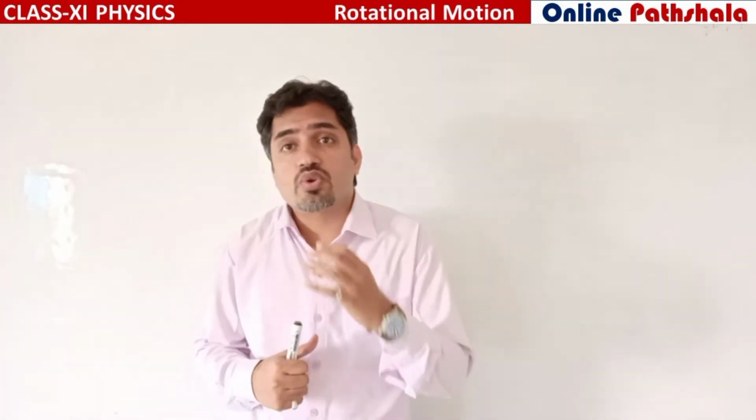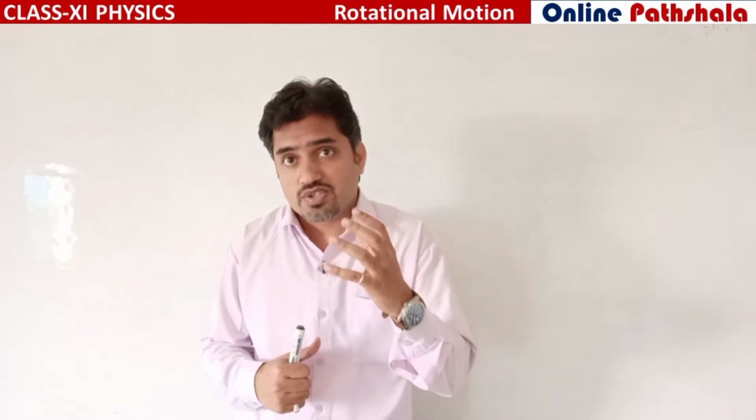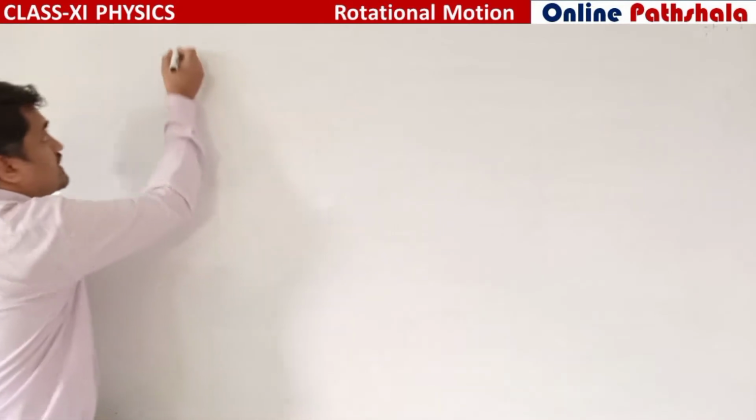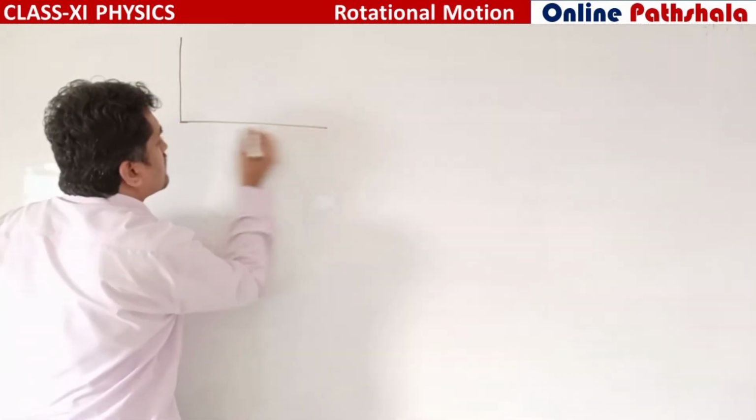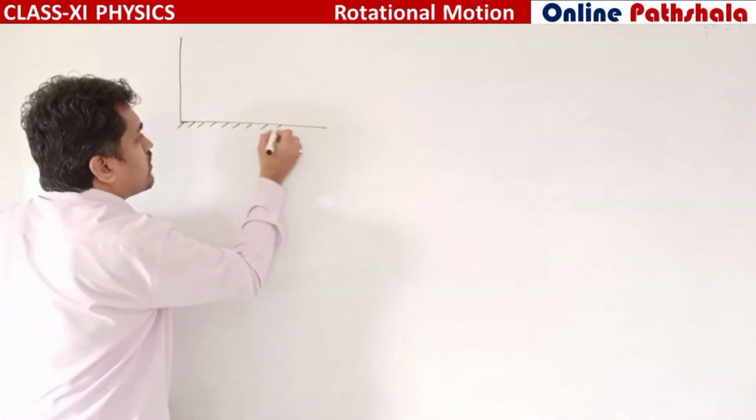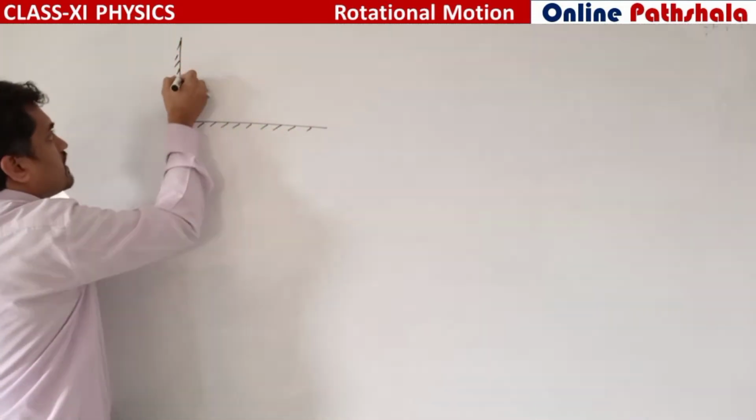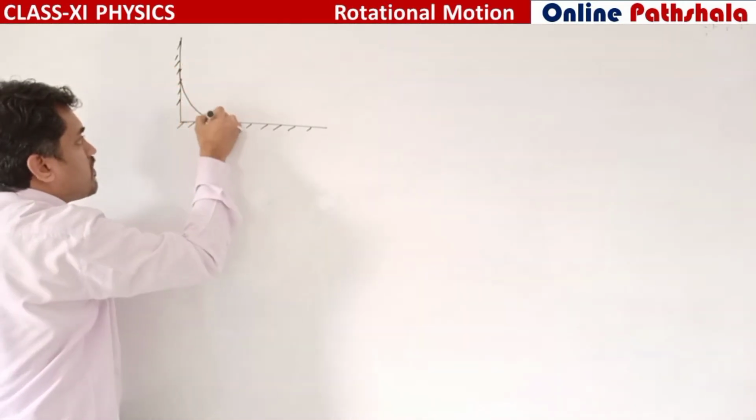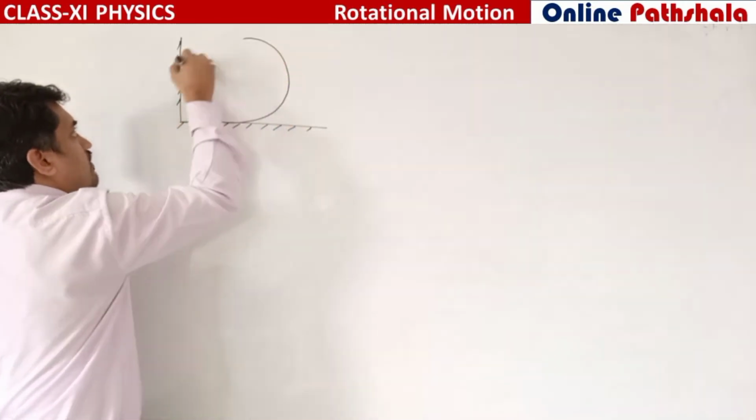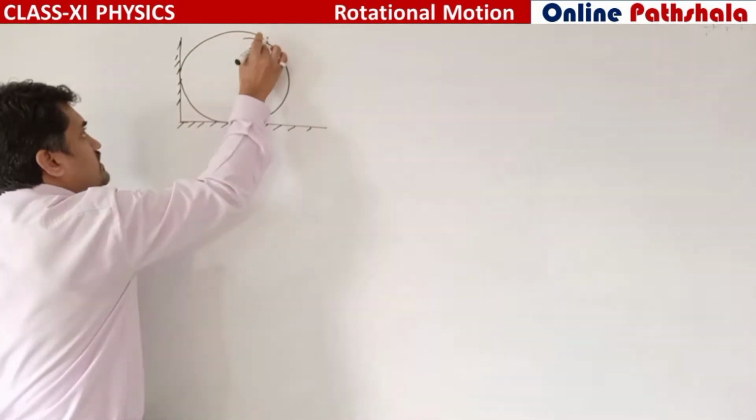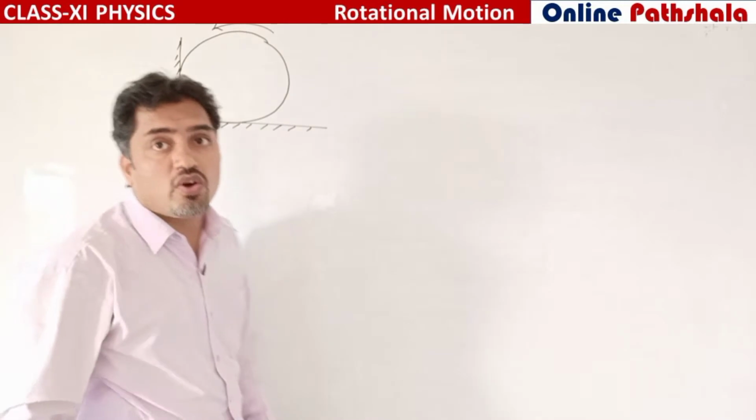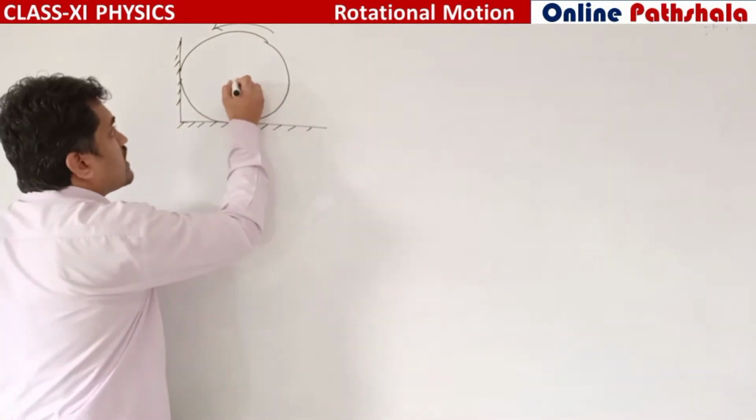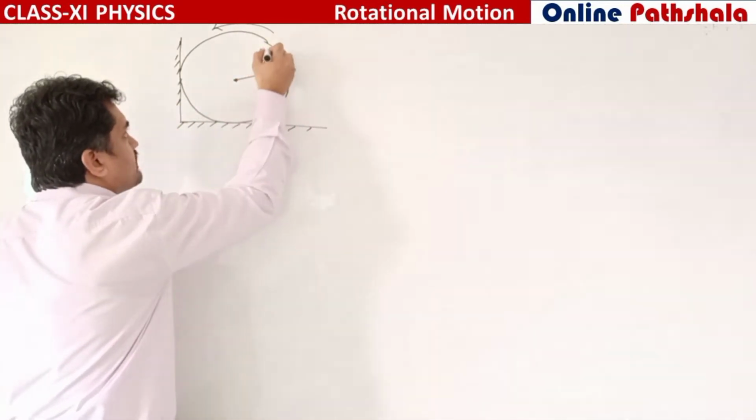What we are doing? We are throwing a ball, a solid sphere, at the corner of a wall. This is a vertical wall, having a corner like that, a horizontal surface and a vertical surface. And we are putting a ball which is rotating with initial angular velocity omega naught, having radius r and mass m.